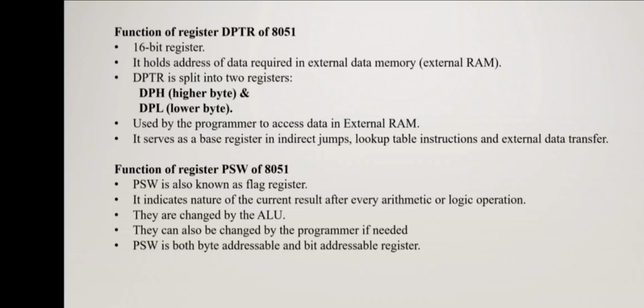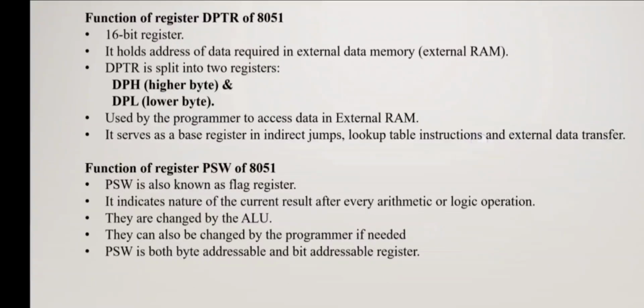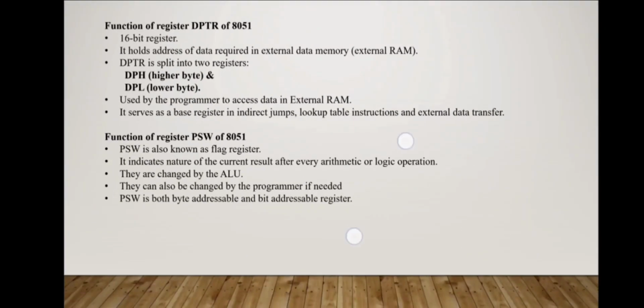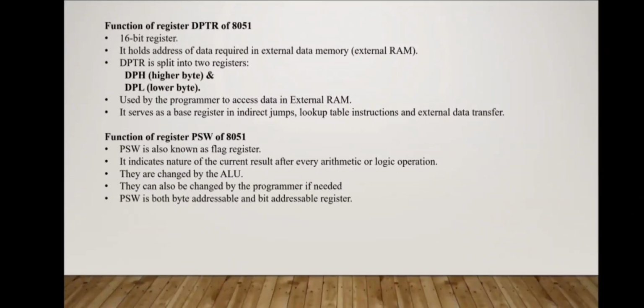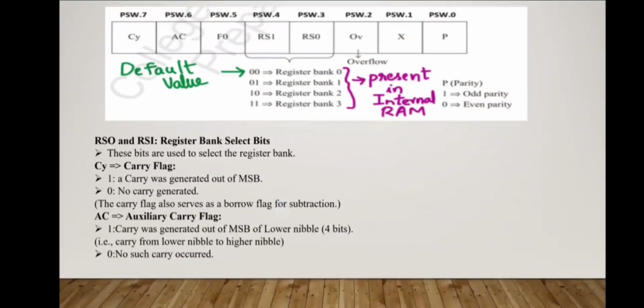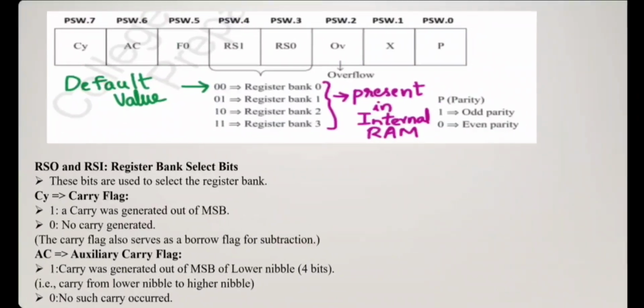Then the other register is PSW, that is the program status word, also known as the flag register. It indicates the nature of the current result after every arithmetic or logic operation. The flags are changed by the ALU. They can also be changed by the programmer if needed. PSW is both byte addressable and bit addressable. So we can take a byte at a time, and we can also take each bit at a time in the case of PSW.